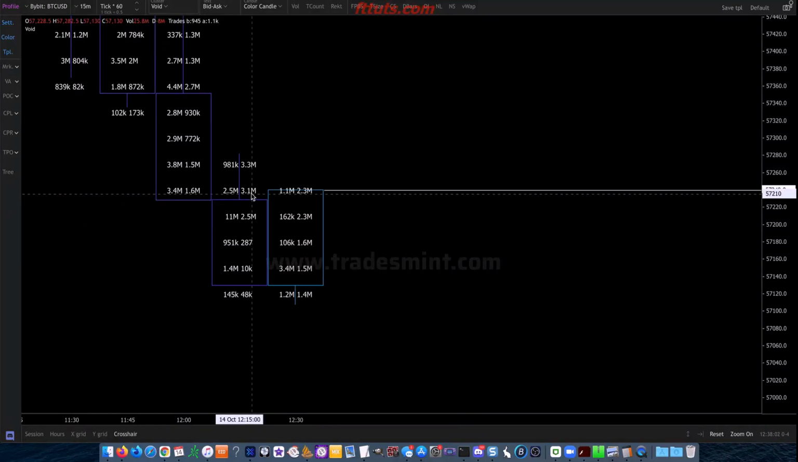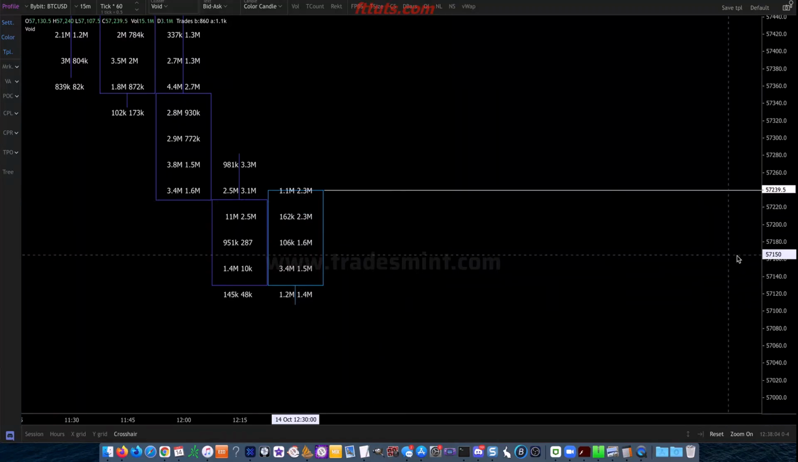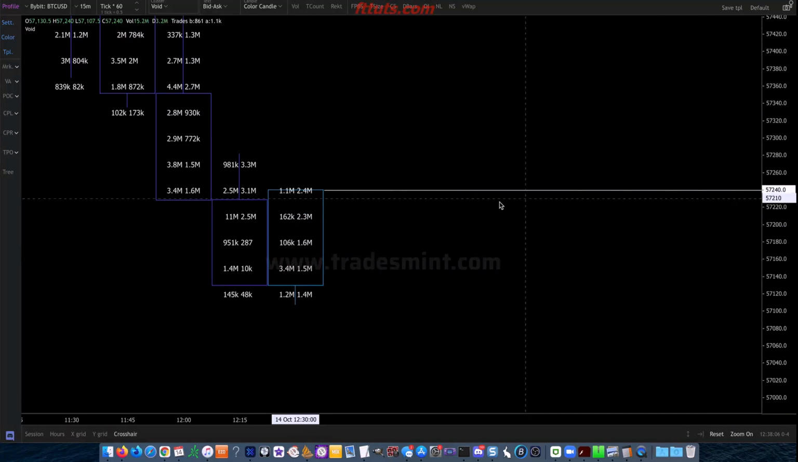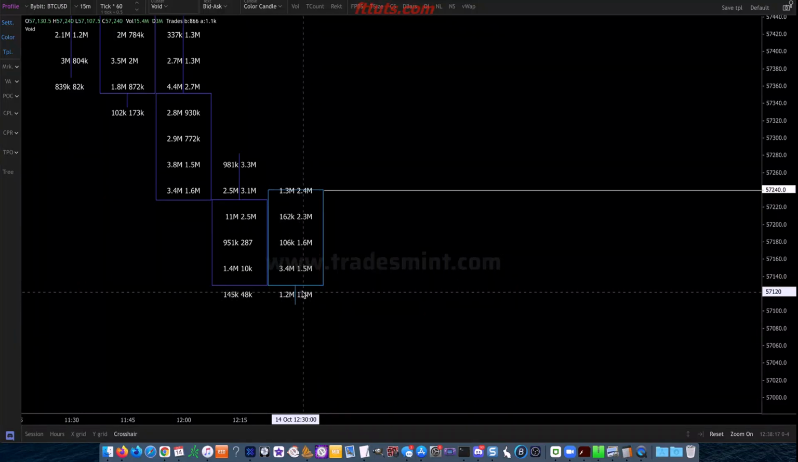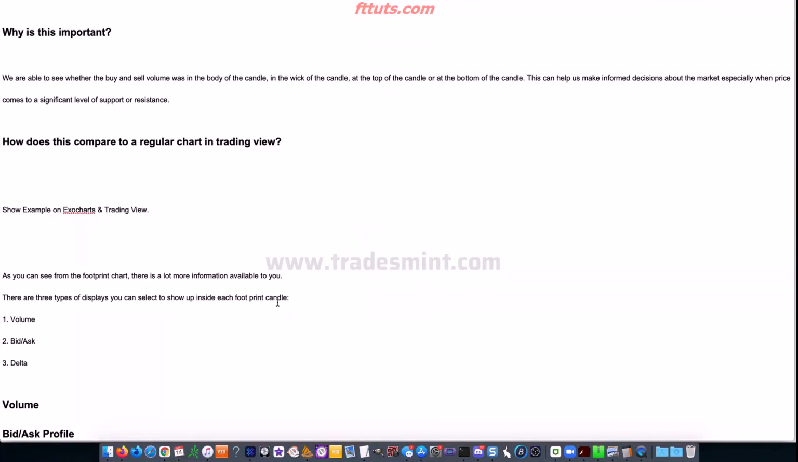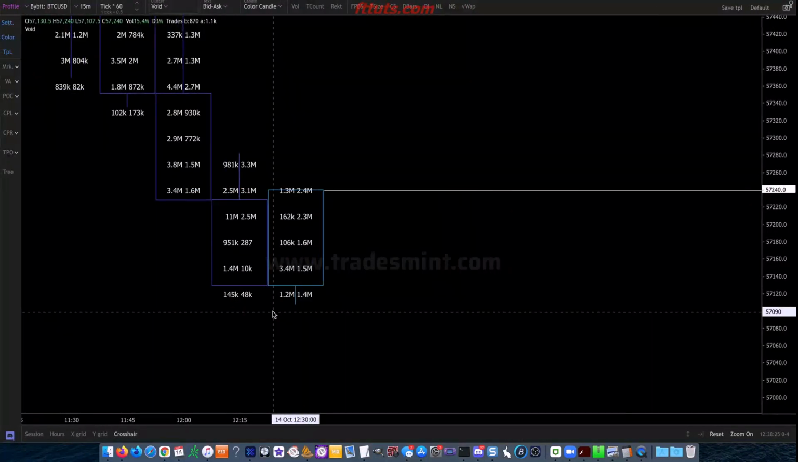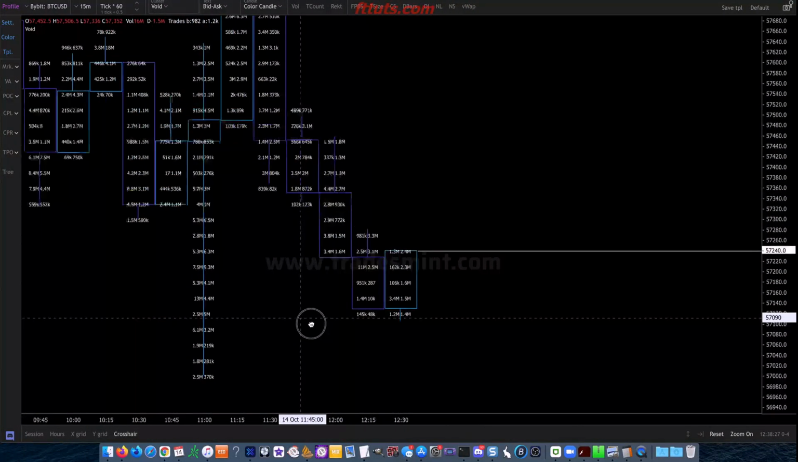So we know so far in this blue candlestick at the price of $57,240, we have 1.1 million market sell orders and 2.4 million market buy orders. We know down here at the wick of this blue candle, we had 1.2 million market sell orders and 1.4 million market buy orders.